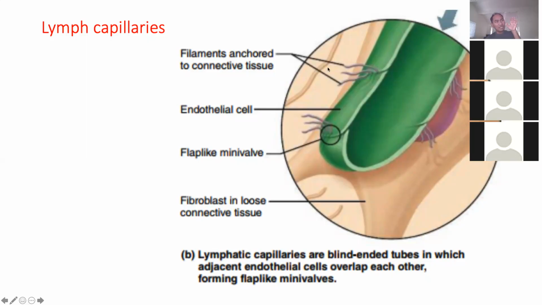And if there is any excessive fluid in the environment, the surrounding tissue will change position, and these little filaments will contract. That will open the little valve-like leaflets, and then the fluid can go in. So that is what we know about lymphatic capillaries, which is the beginning of the lymphatic system. It is beautiful when you really understand.